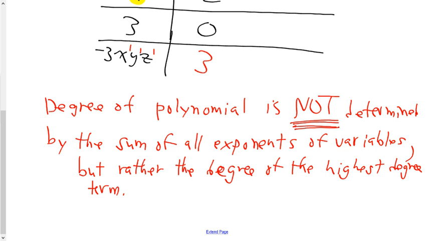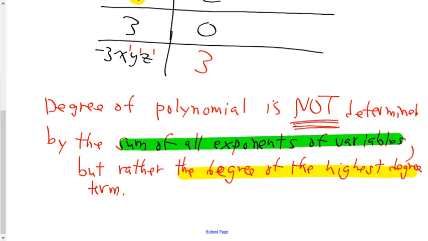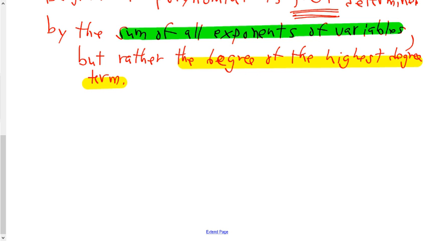The degree of a polynomial is not determined by the sum of all exponents of the variables within that polynomial, but rather the degree of the highest degree term. It makes much more sense when I show you an example. So let's look at a polynomial.